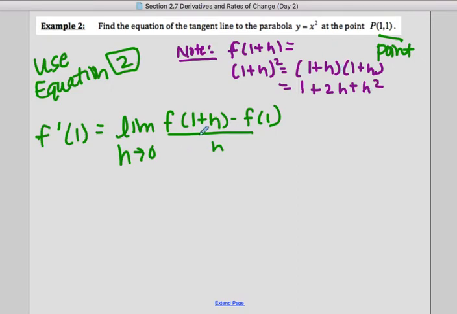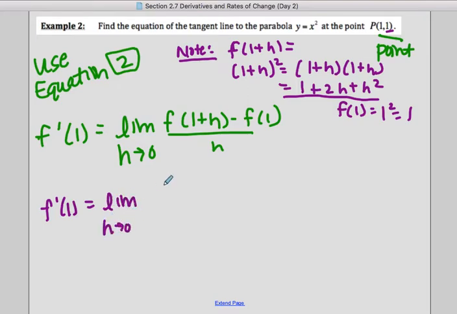Okay. Then I would also find f of 1, which I really don't need to do. I don't know why I'm doing it, because they already told me what you get out is 1. But it'd be 1 squared, which is 1. So you could also just use the point. They're telling you the x value and the y value here, so you don't need to find f of 1. So f prime of 1, with everything plugged in, we'd have our limit as h approaches 0 of 1 plus 2h plus h squared minus f of 1, which is 1, all over h.